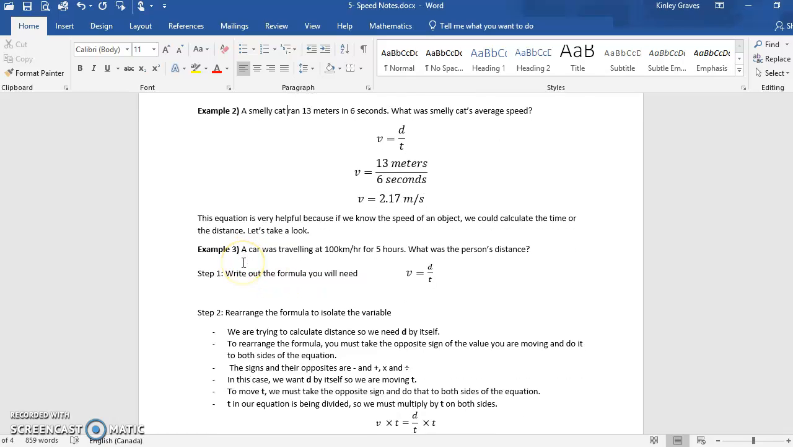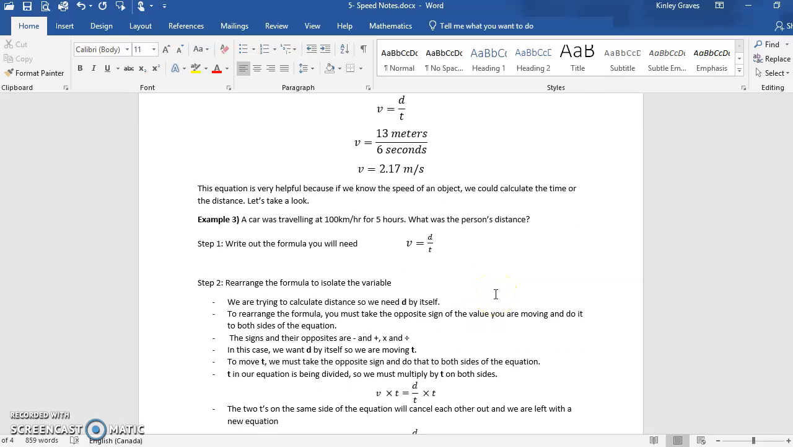Sometimes you're not given the exact information that you need to calculate average speed, but you might be asked to calculate distance or time. So what you need to do is rearrange the formula to isolate the variables. We'll take a look at how to rearrange this formula in one way, and then you can always rearrange it into whatever format you need.